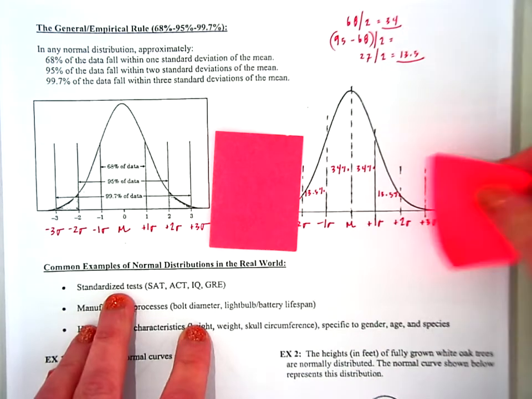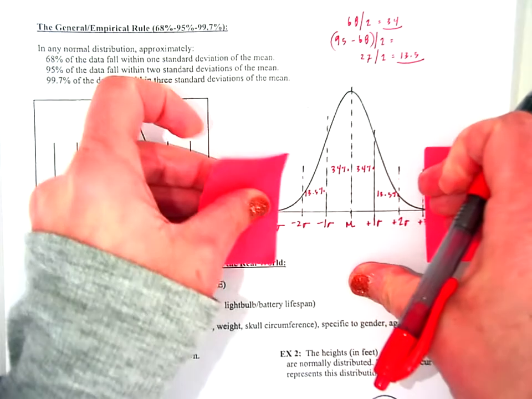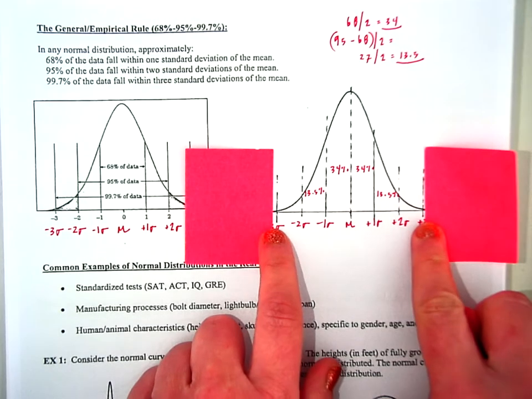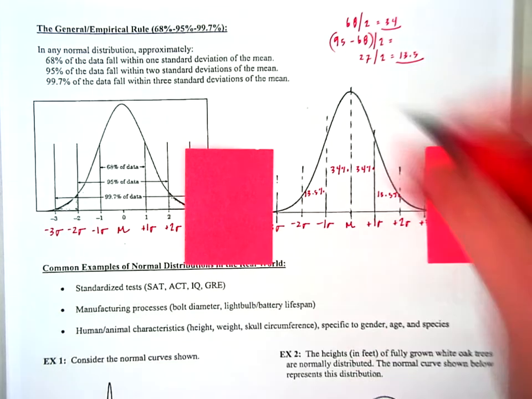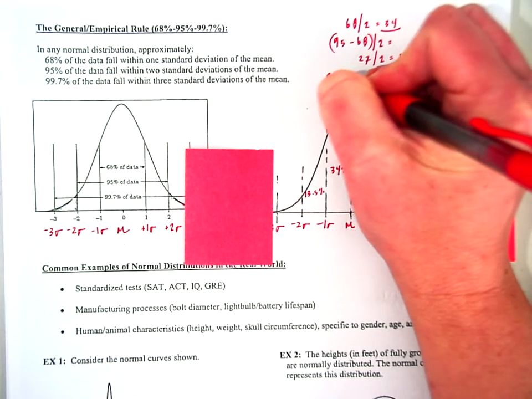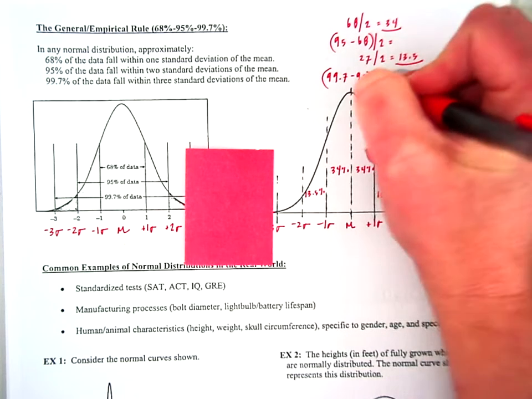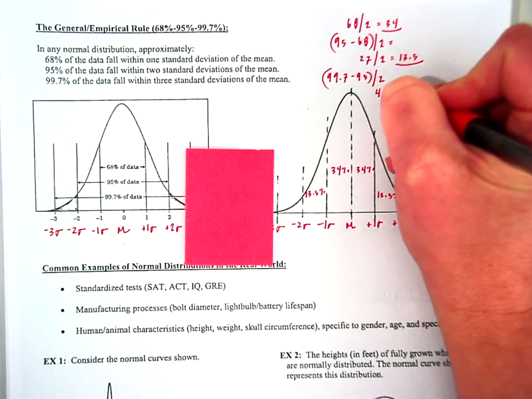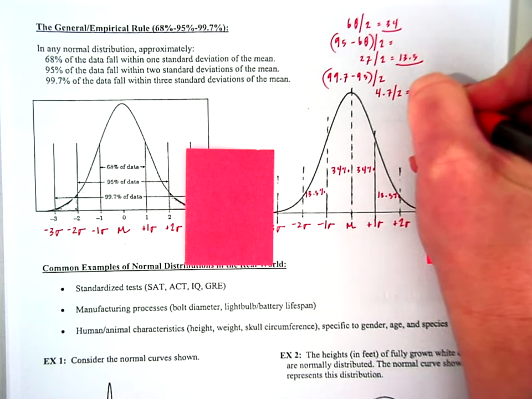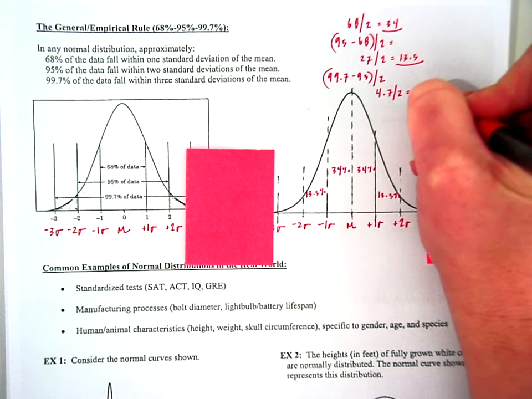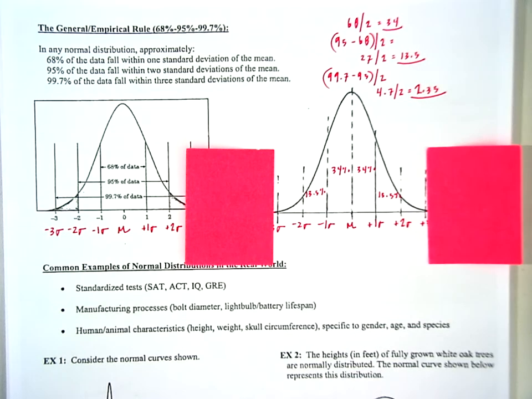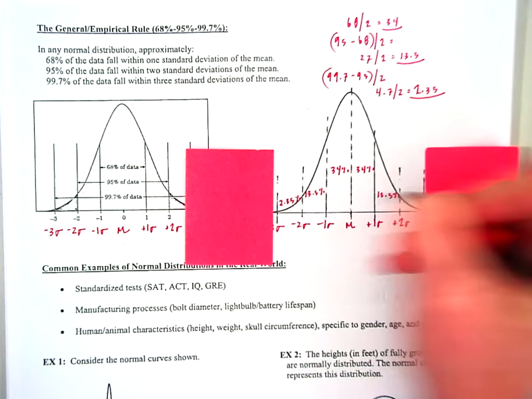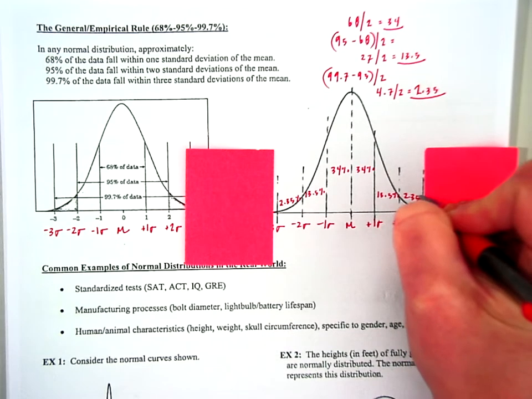I'm going to move out even further, to the 3's. 99.7% of my data should fall within these 2 markers here and here. So I need to take that 99.7, take away the 95, and then split it 2 ways. It's really taking the 4.7 and splitting it 2 ways, which gets me 2.35. So I have 2.35% that falls here and 2.35% that falls here.